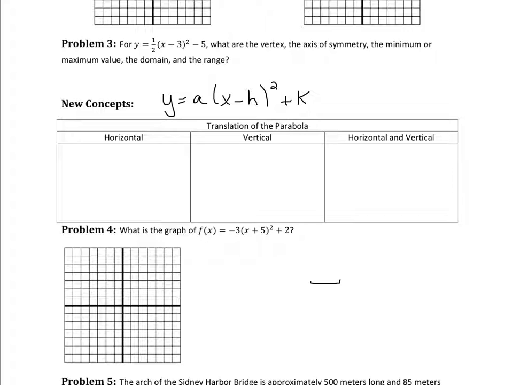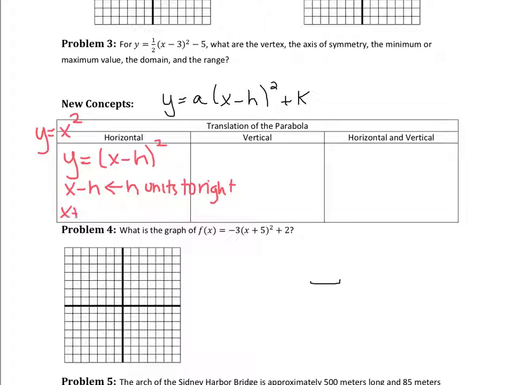Okay, so h does a horizontal translation, and as I compare it to my parent function y equals x squared, if I'm going to do a horizontal translation, it's going to be where I've either added or subtracted a value to my x and then square it. If it's x minus h, we go h units to the right. And if it's x plus h, it's h units to the left. So you really have to key in: do you have an h, and should it be going to the left or the right? So that's your horizontal translation.